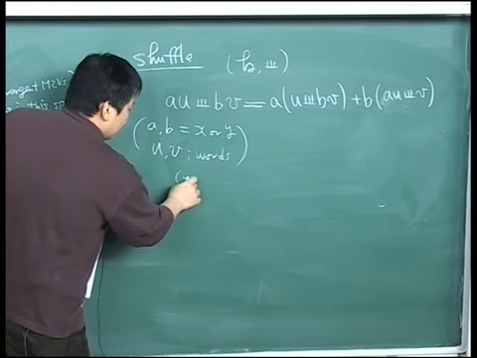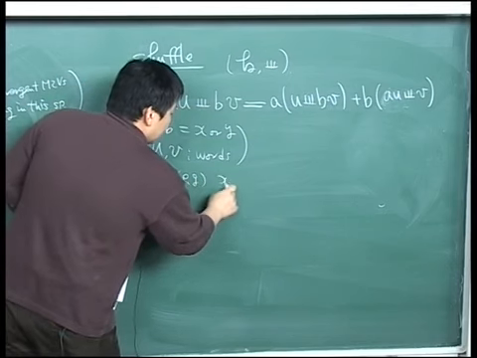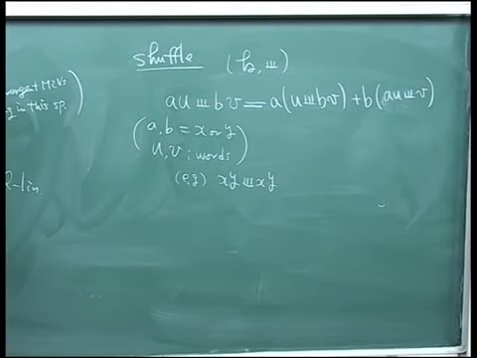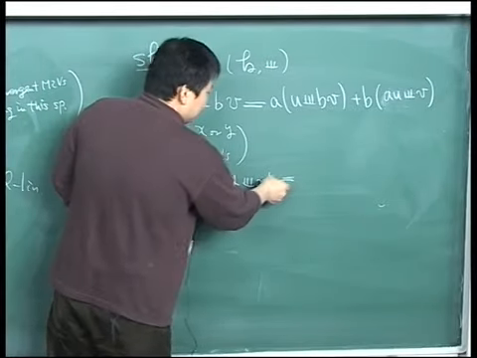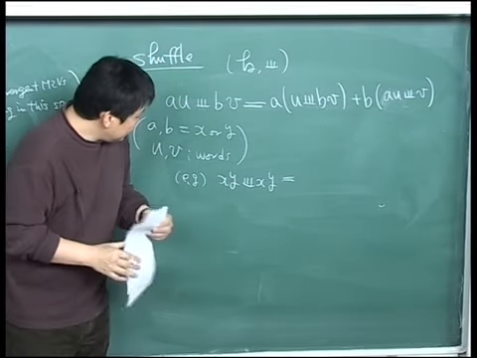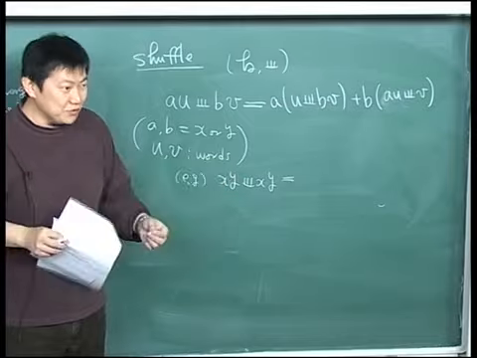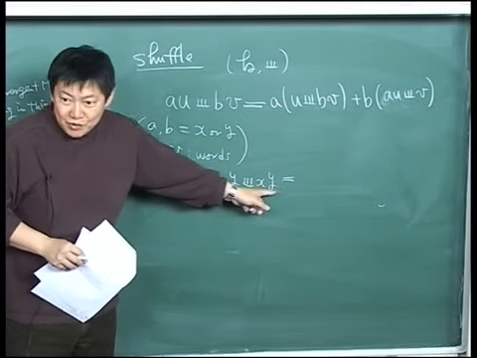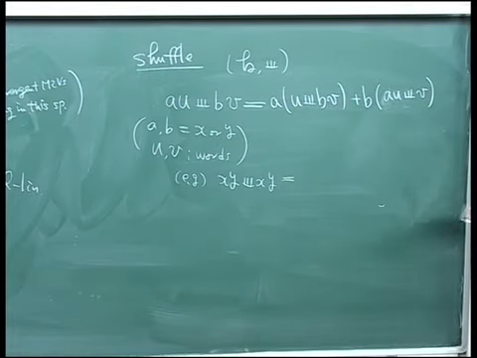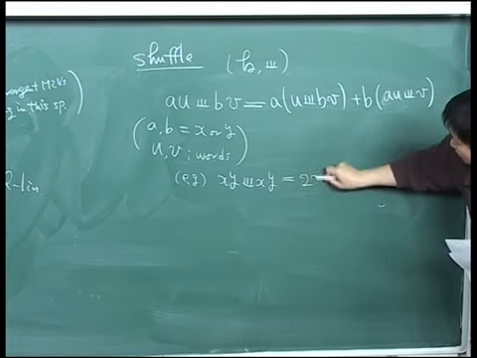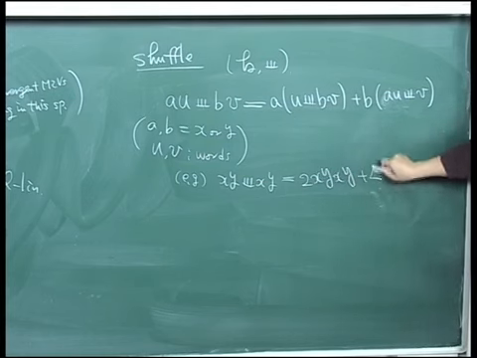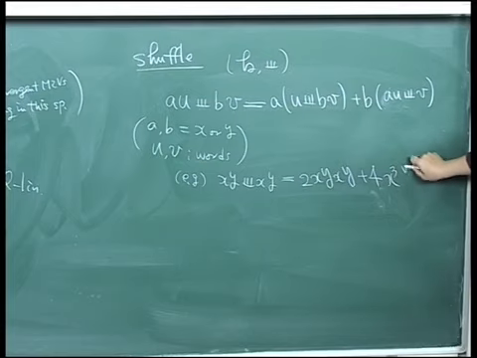For example, take xy and xy, the shuffle of xy with xy. By using this recursive relation, we can compute this one. But intuitively, this is the usual shuffle. So by using these 4 letters, you can make 6 words: 2xyxy and 4x cubed y.